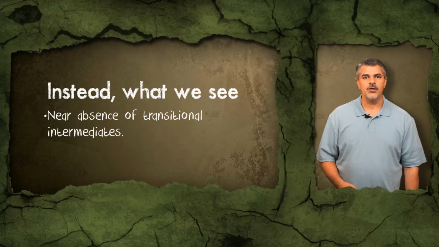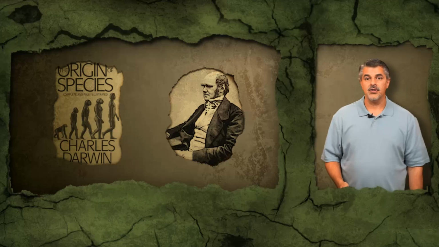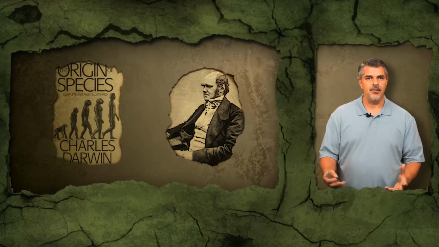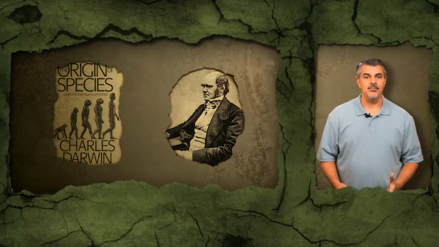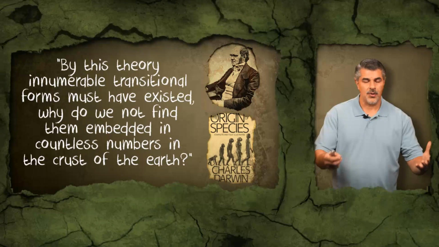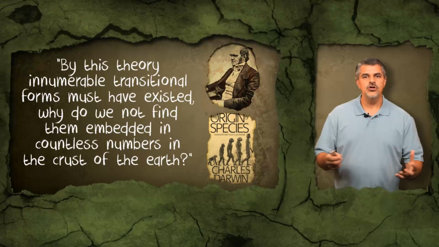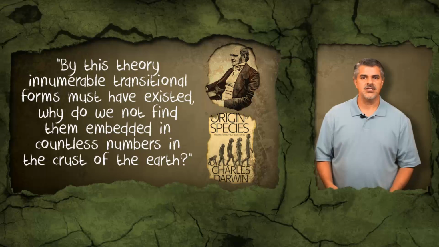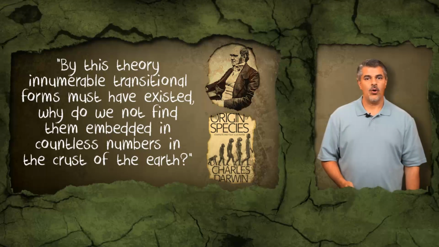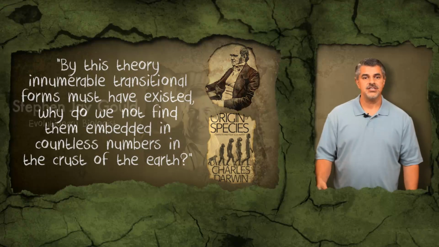In fact, Darwin recognized this when he wrote his book on the origin of species. He had a number of chapters devoted to problems with this theory, and one of the problems Darwin noted is this: by this theory, according to Darwin, his theory of evolution, innumerable transitional forms must have existed. Why do we not find them embedded in countless numbers in the crust of the Earth? And in fact, this problem that Darwin recognized then persists today.